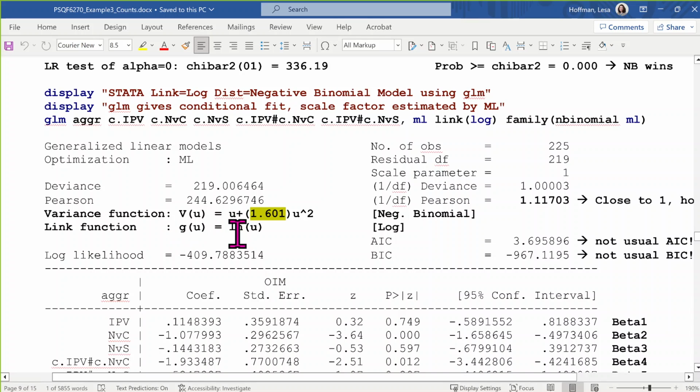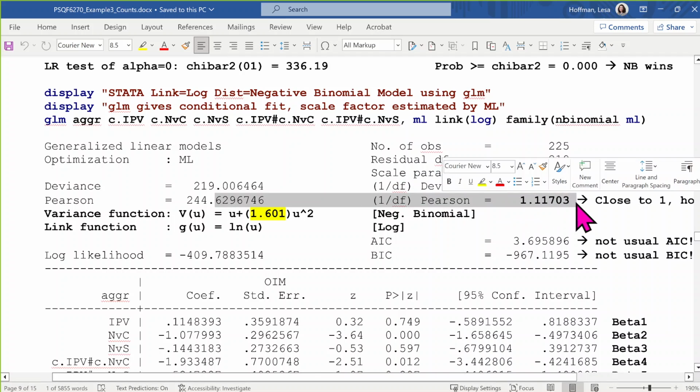So what the model is telling me then is that the predicted variance around a count, like if you have a count of 2, the variance is going to be 2 as a starting point plus 1.6 times 2 squared. If it were a predicted count of 3, it would be 3 plus 1.6 times 3 squared. So it creates this quadratically increasing variance function as the mean increases.